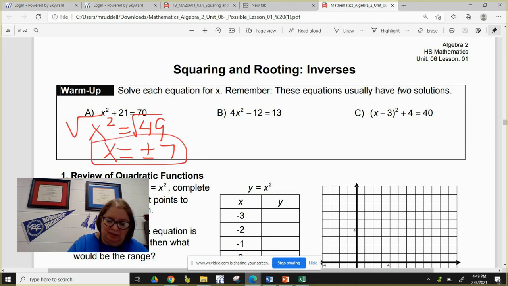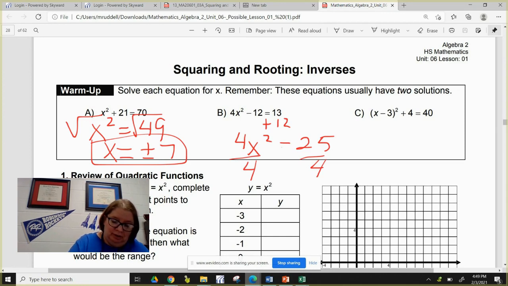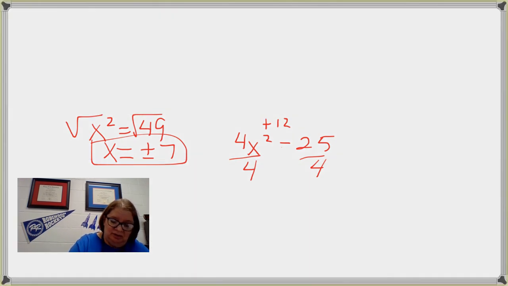This one says 4x squared minus 12 equals 13. Again, we've got an x squared term, but no x. So we can solve by taking the square roots. We're going to add the 12, which gives us 4x squared equals 25. Divide both sides by 4. Okay, you know what? I'm going to switch this so that you can see, there's just not enough room in that little box. Let's start that one over.